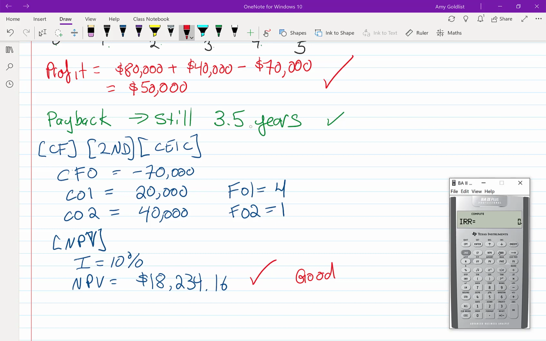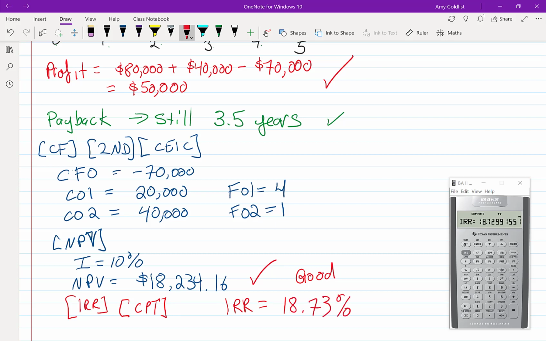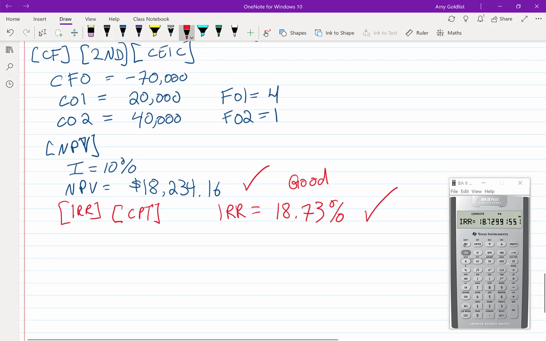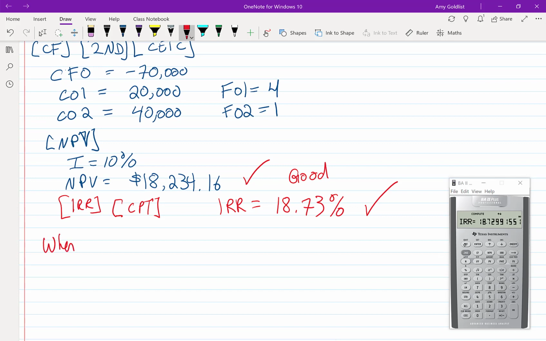And now let's go IRR, compute. And that gives us an internal rate of return of 18.73% interest. That's a pretty high interest rate. So that means that we have a pretty nice return. We're willing to invest in a business as long as they make 10%, and here we're getting 18. I'm going to make a note.